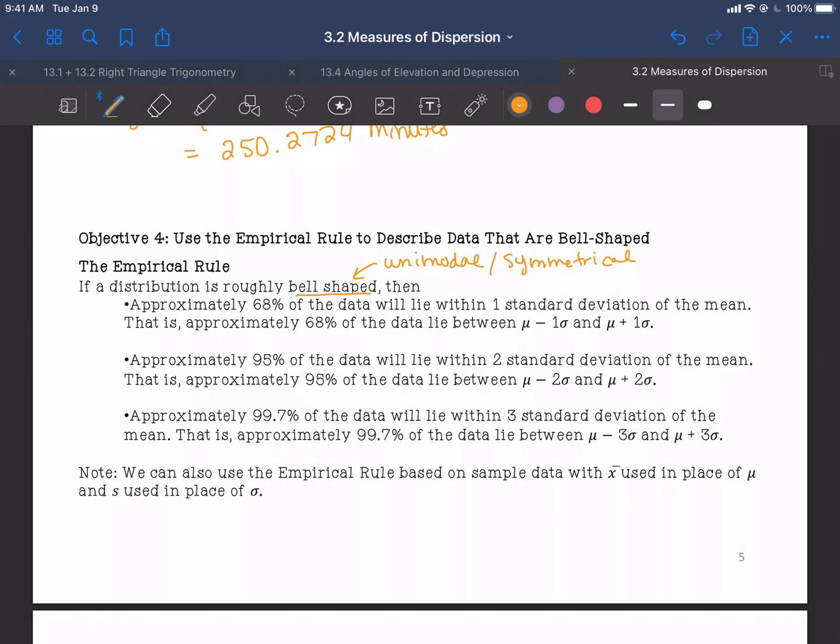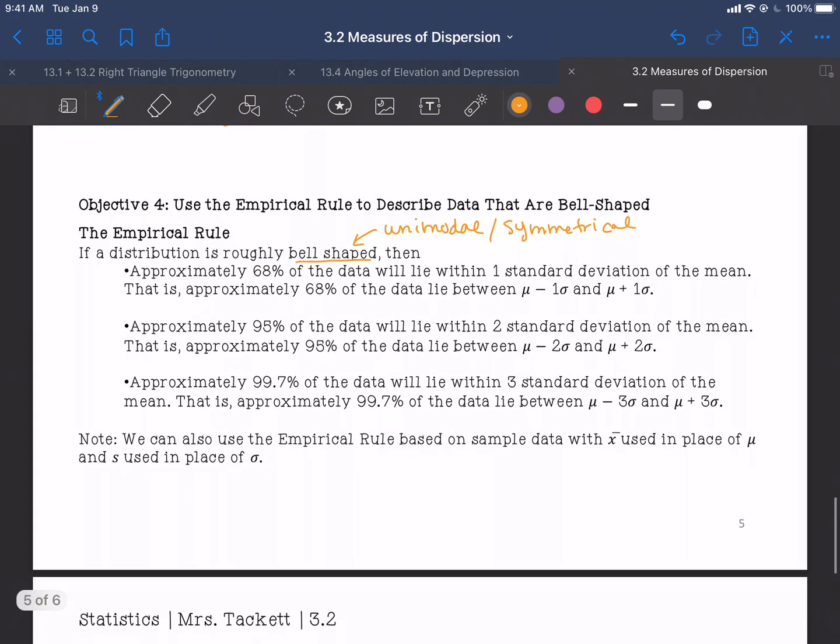Okay, so what this empirical rule tells us is that approximately 68% of the data will lie within 1 standard deviation of the mean. Approximately 95% of the data will lie within 2 standard deviations of the mean. And approximately 99.7% of the data will lie within 3 standard deviations of the mean.